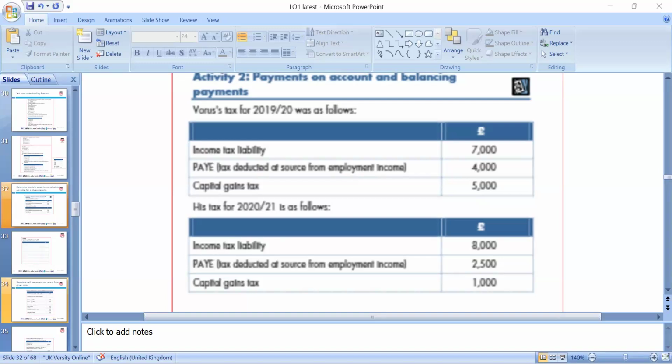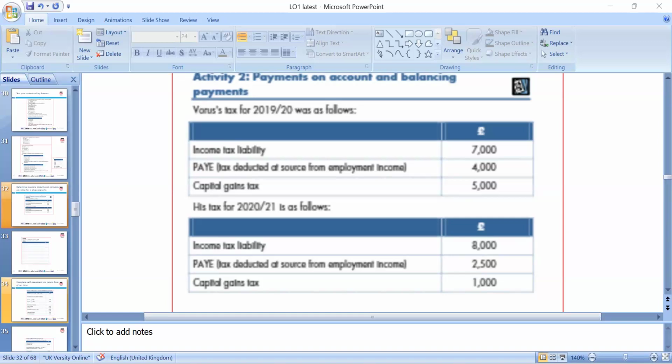Okay, so make sure you keep the records, please. If we fail to keep records, that can be fined. So payments on account must be made on the 31st January in the tax year, and on the 31st July. The final payment of the income tax must be paid by 31st January of the following year. Payment on account is 50% of the prior tax year's liability less the tax suffered at source.